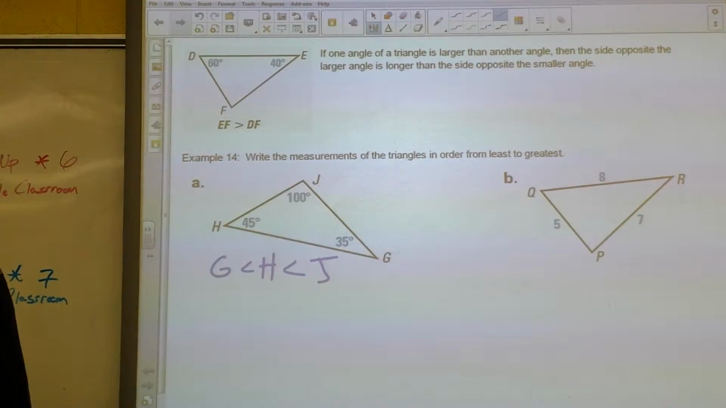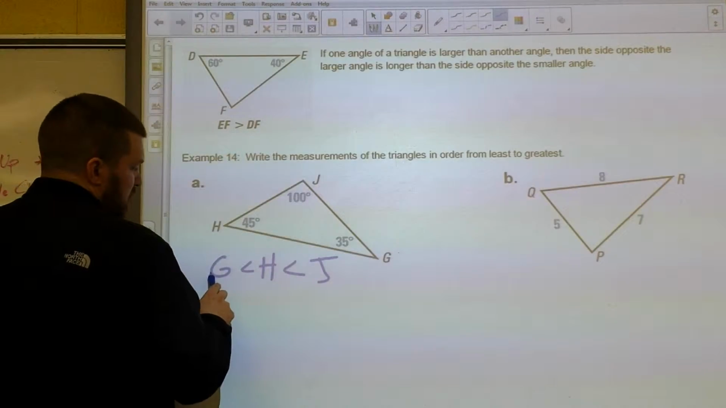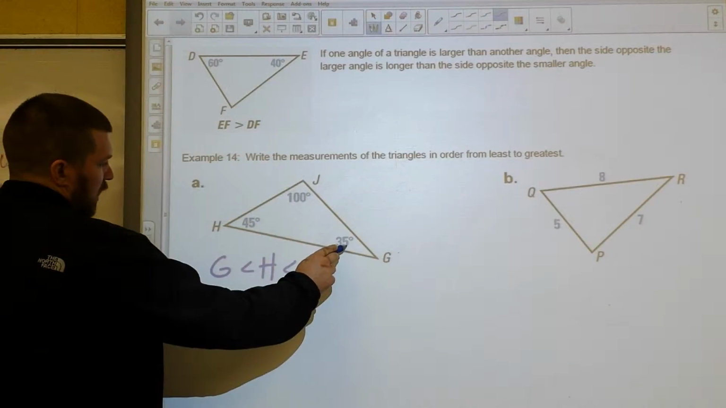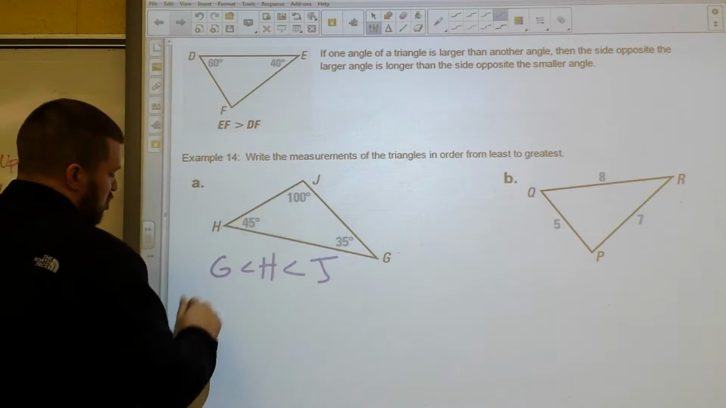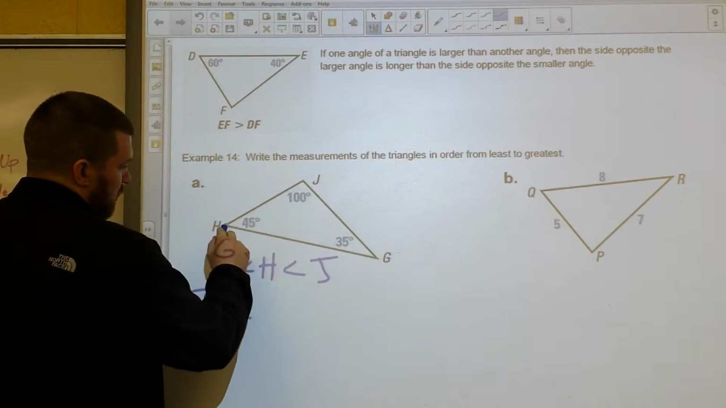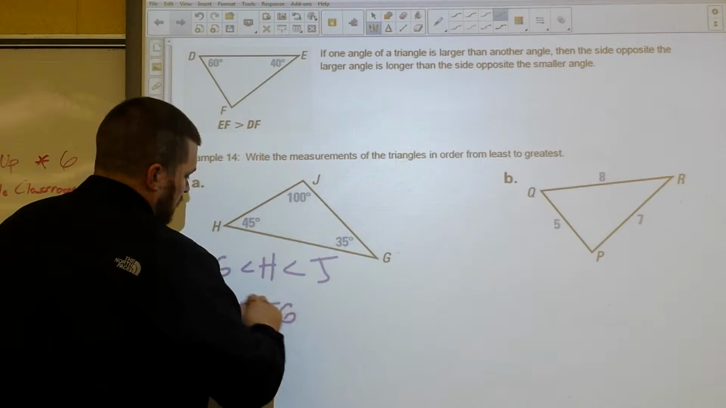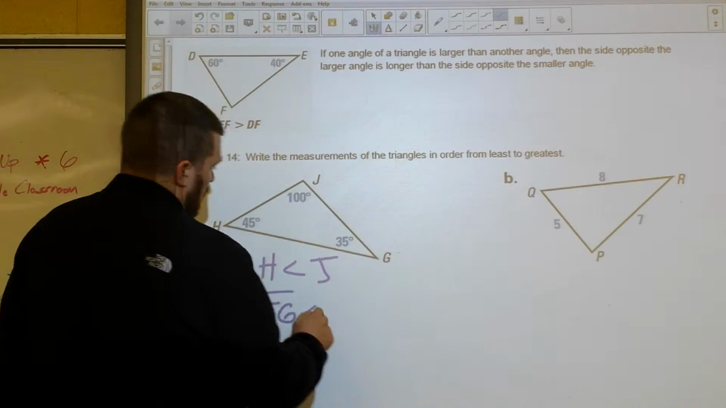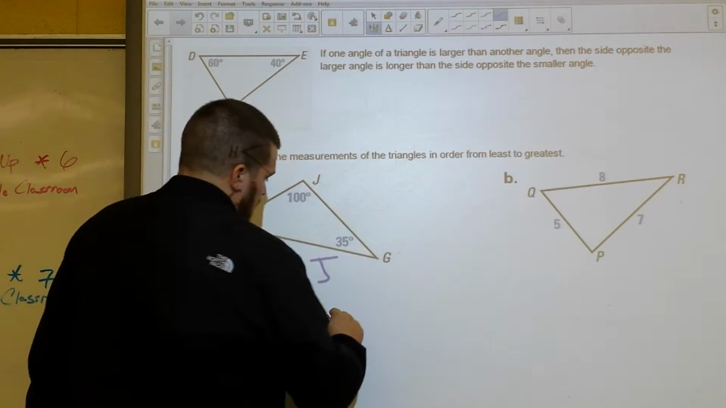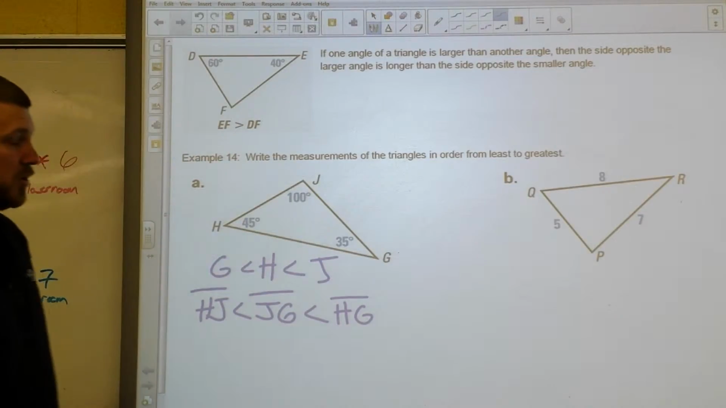All right. Now let's compare the side lengths. And we want to go in the same order. Since I started with angle G being the smallest angle, I want to start with the smallest side. So I'm looking directly across from angle G. So HJ is smaller than, now we're going to go to angle H. So JG is the next smallest side, I should say. And then finally, the last side is going to be the longest side, and it's directly across from 100 degrees. So HG is our largest side.